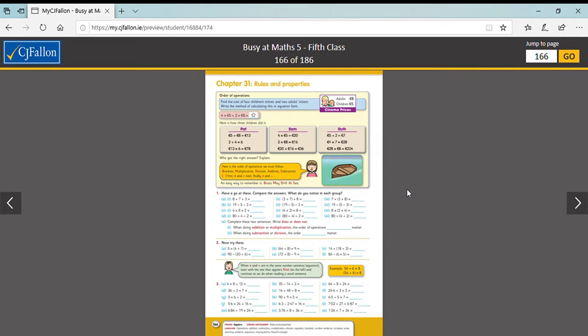First of all, we're going to have a little look at rules and properties and the order that we do operations in, because it is quite important. If anybody's ever played that game Operation, they know that you have to be very, very careful about your operations.